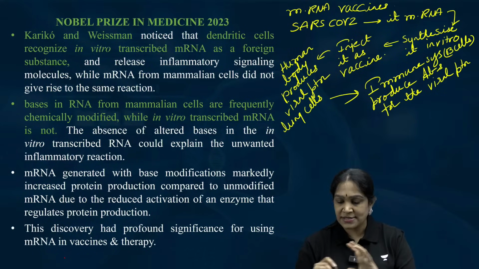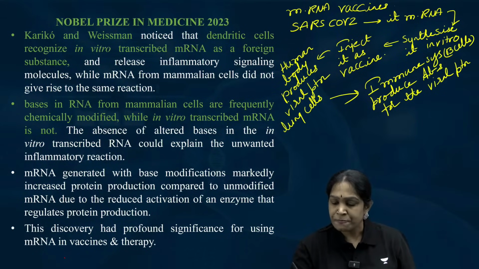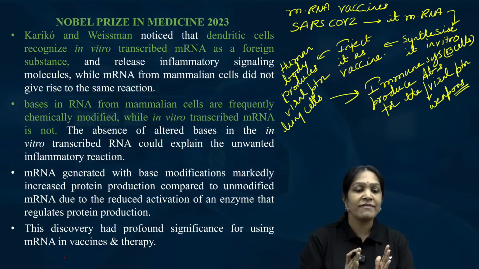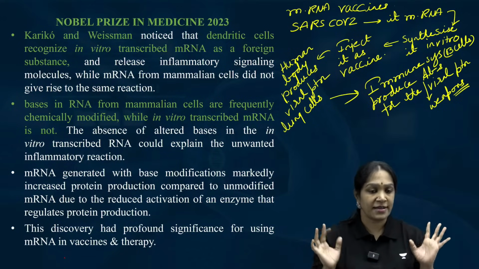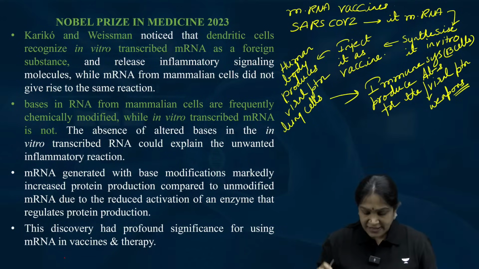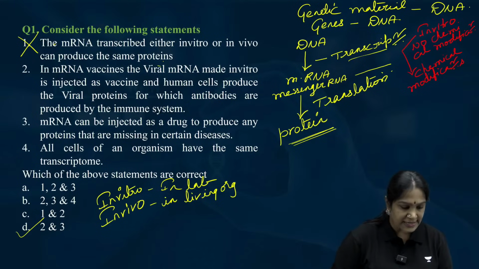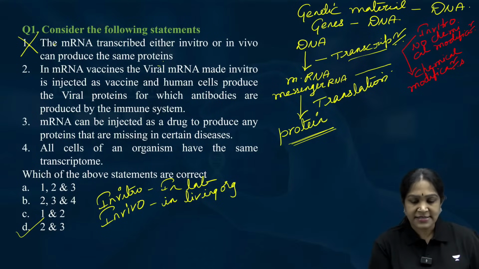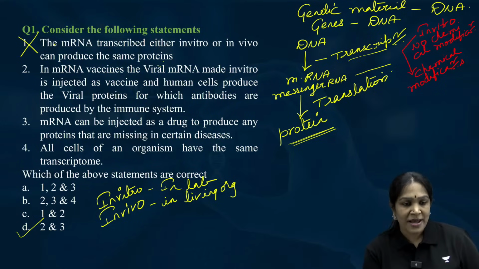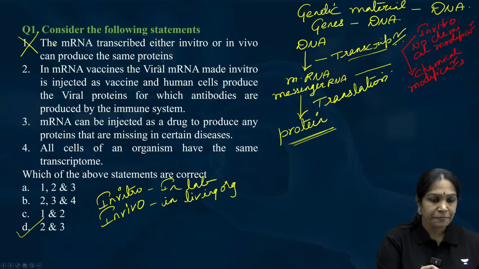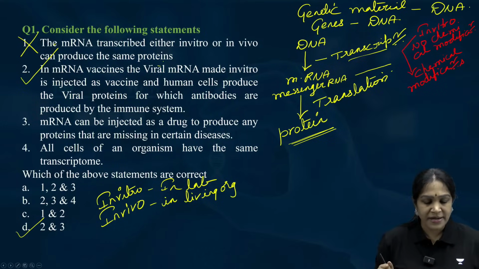What are these antibodies? These antibodies are nothing but the weapons to fight with the coronavirus. Is it clear? So we will not get the coronavirus infection. This is the principle in mRNA vaccine. Is the principle clear for all of you? Now read the second statement. In mRNA vaccines, the viral mRNA made in vitro is injected as a vaccine and human cells will produce the viral proteins for which antibodies are produced by the immune system. Is the second statement correct? Yes, the second statement is correct.